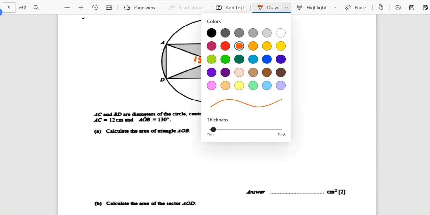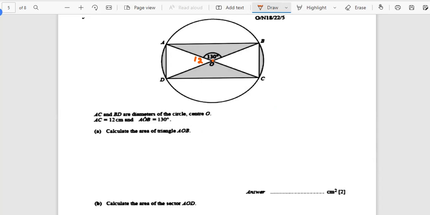So the angle AOB is 130. They want us to calculate the area of AOB. Okay. Now, one thing is certain that if AC is 12, BD would also be 12 because that is also the diameter. Okay. Now, what would be this length and this length? Can anyone tell me? 6 and 6. Very well done. Excellent. So it is 6 and it is 6.